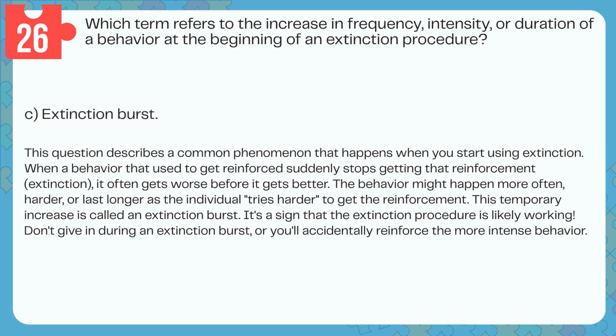This question describes a common phenomenon that happens when you start using extinction. When a behavior that used to get reinforced suddenly stops getting that reinforcement, extinction, it often gets worse before it gets better. The behavior might happen more often, harder, or last longer as the individual tries harder to get the reinforcement. This temporary increase is called an extinction burst. It's a sign that the extinction procedure is likely working. Don't give in during an extinction burst, or you'll accidentally reinforce the more intense behavior.